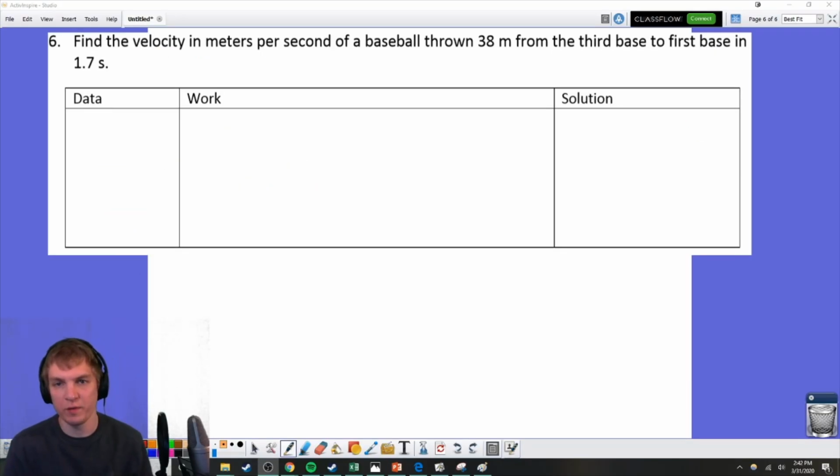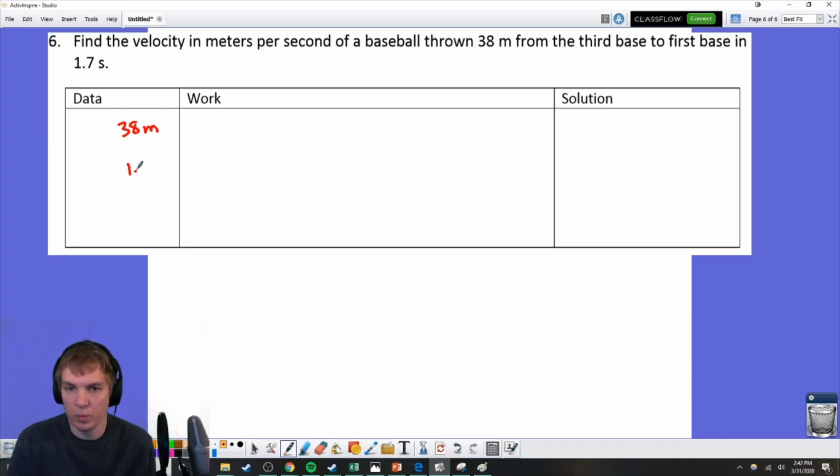Last problem, number 6, says find the velocity in meters per second of a baseball thrown 38 meters from third base to first base in 1.7 seconds. Okay, so we got some numbers. So again, write down all your numbers. We have 38 meters, and then we have 1.7 seconds. So again, we know that this is a distance and we know that this is a time. And the question is asking for a velocity in meters per second yet again. So we have v is equal to something. And we should know the equation that v, the velocity, is equal to the distance divided by the time. So let's go ahead and plug in those numbers. We have 38 meters divided by 1.7 seconds.